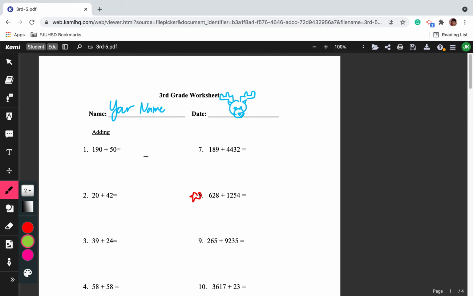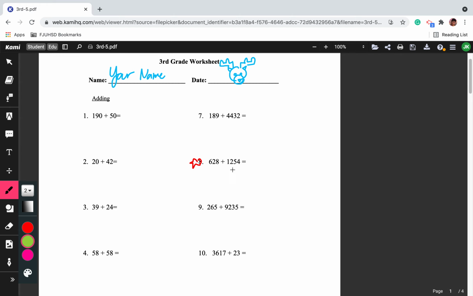Remember to write your name, not this, your actual name. And remember to write the date. I just drew the moose because I felt like that today. So I'm going to be doing the start examples, and with the help of the examples, you can do the rest, and I hope it'll be easy for you. So let's hop right into it.